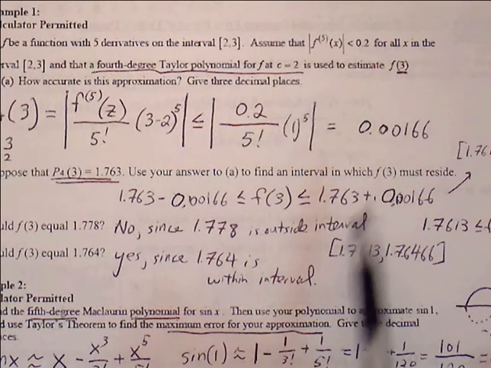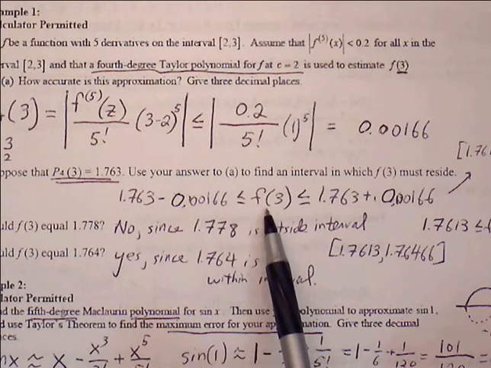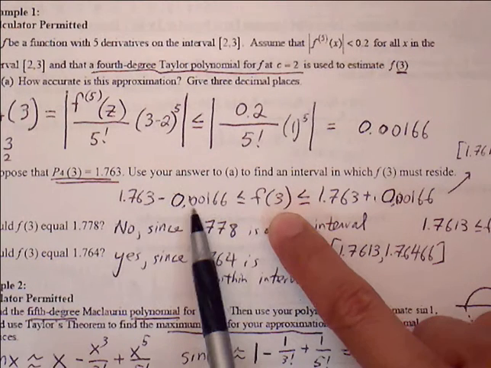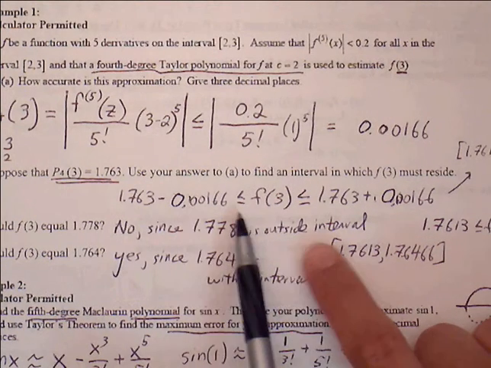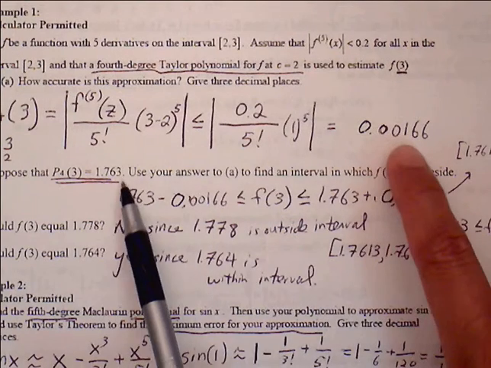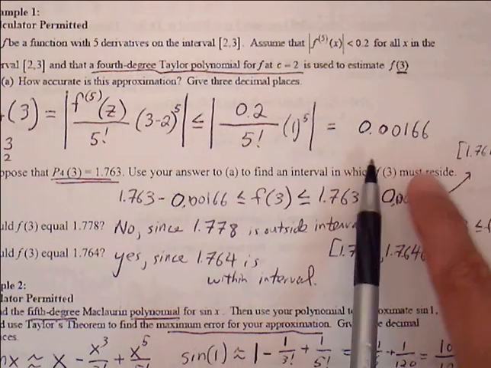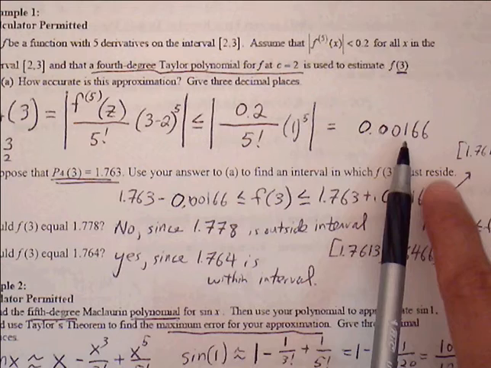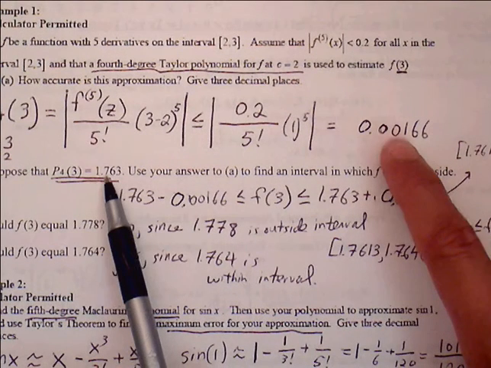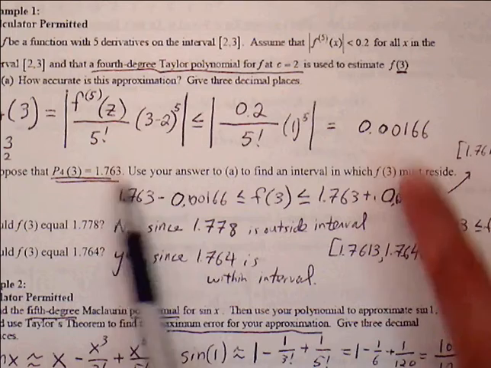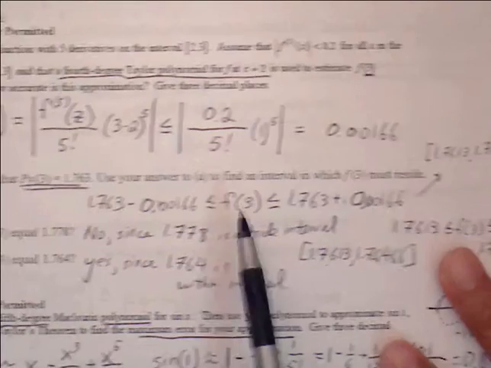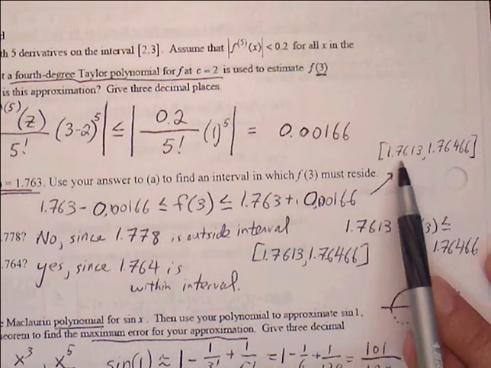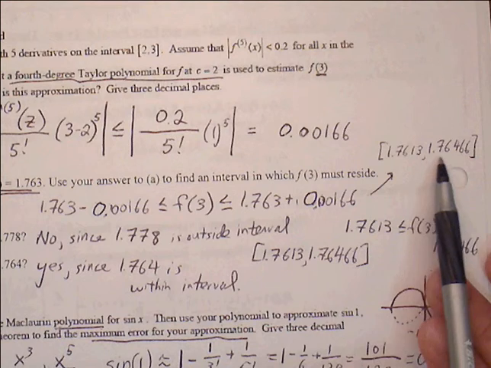So we can think of it as we take this approximation and give or take this remainder, or this error. So we know that f of 3 must sit somewhere between 1.763 minus 0.00166, or at most it'll be 1.763 plus this error, right? We know it's going to be at most off by 0.00166. So we just take the approximation and subtract this value and then add that value, and now we have a range as to where f of 3 must reside. So we know f of 3 must sit between 1.7613 and 1.76466.